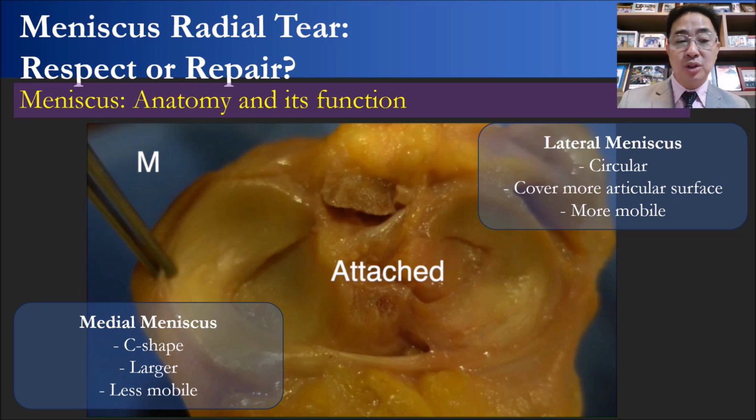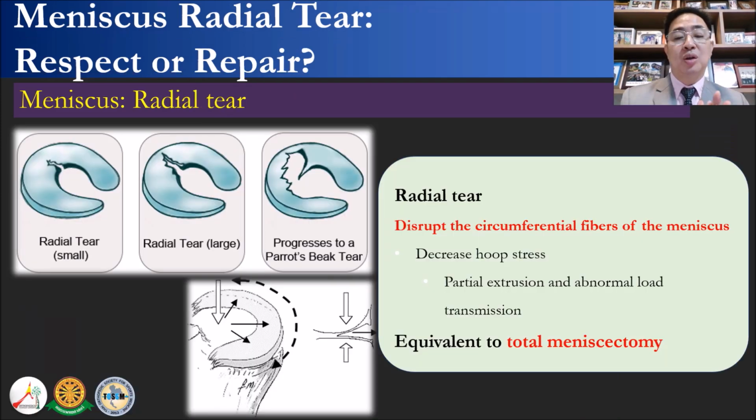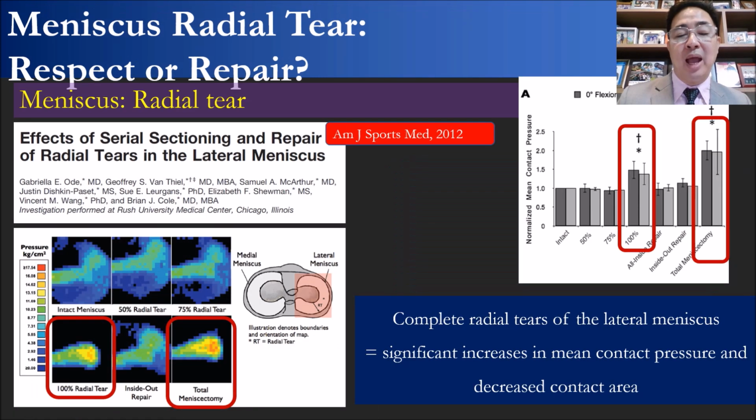It's very similar to root tear, and the tear is perpendicular to the fiber. So when the radial tear happens, it disrupts the circumferential fiber. The hoop stress tolerance drops, causing the meniscus to be extruded, and the load transmission goes directly to the bone. It's like you have no meniscus or a total meniscectomy, the same as a meniscus root tear. As shown in this biomechanical study in 2012, once the meniscus root is torn, the load transmission to the bone is very high. It seems like you have no meniscus.